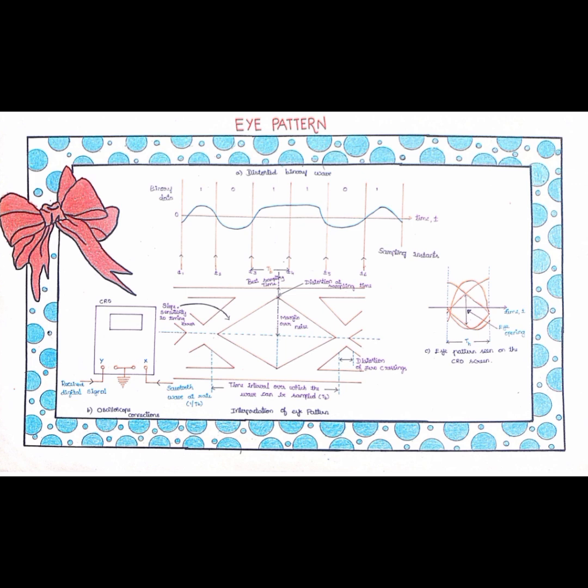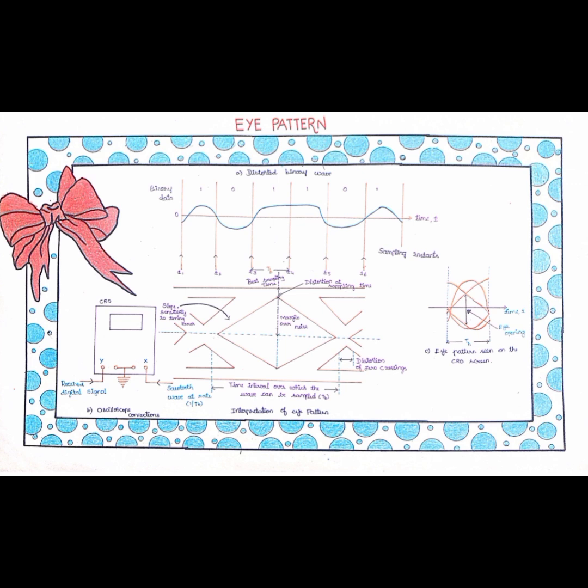First is the eye opening. This is the most important part. It is the clear space in the middle of the eye. A wide and tall eye opening means the signal is strong and easy to interpret. If the eye is open wide, the receiver can easily distinguish between ones and zeros, reducing the chance of bit errors.